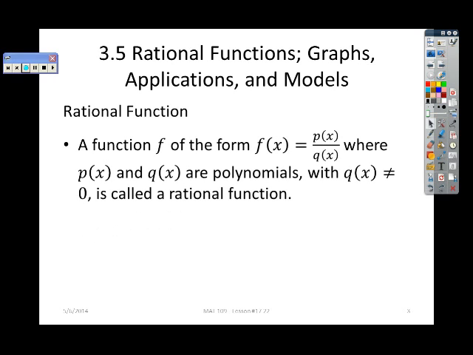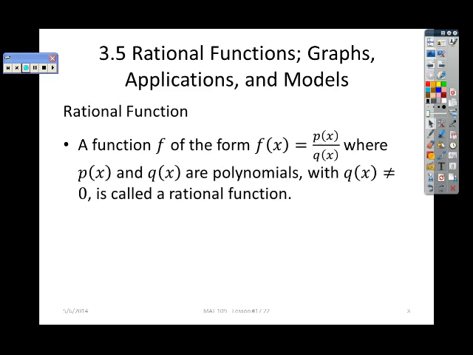Right. The previous section was working with polynomial functions. Now we're going to move on to a different type of function called a rational function. Then we're going to later look at exponential functions and logarithmic functions. So working with different types of functions, because you can encounter many different forms of functions when you're working problems.